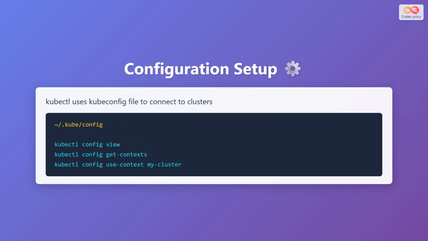Kubectl uses a configuration file called kubeconfig to connect to Kubernetes clusters. This file is typically located at ~/.kube/config in your home directory. You can view your configuration with kubectl config view, list all available contexts with kubectl config get-contexts, and switch between clusters using kubectl config use-context followed by the cluster name. This configuration file contains all the connection details kubectl needs to communicate with your clusters.